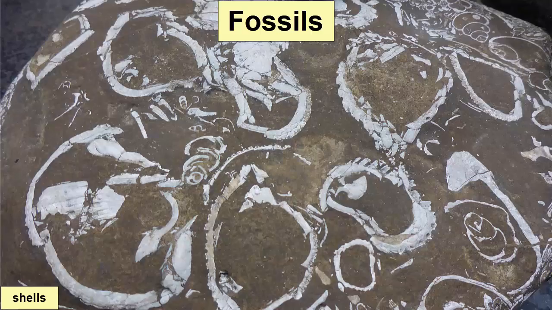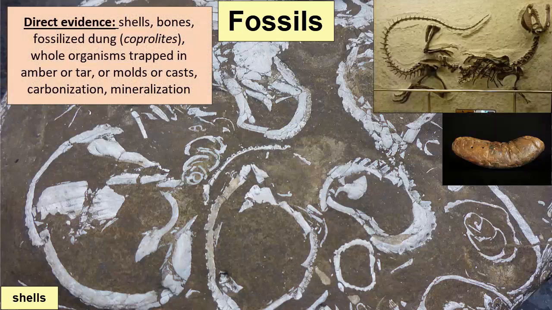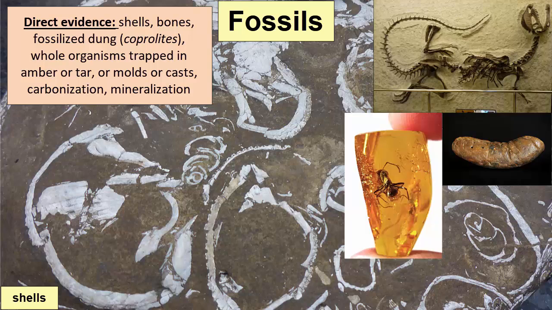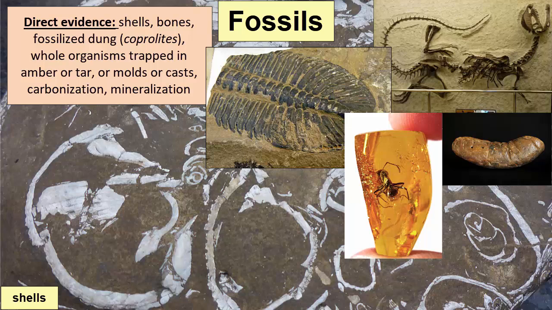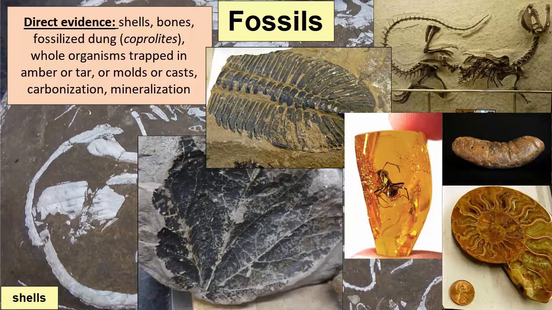Fossils are direct or indirect evidence that a particular organism lived in an area at the time the rock was formed. Direct evidence would be shells, bones, fossilized dung, known as coprolites, whole organisms trapped in amber or tar, or molds or casts of the organism. Sometimes organisms like leaves will leave a carbon film on the surface of rocks after they've been buried and broken down. Sometimes the original buried shells will be replaced by minerals. In all these cases, the evidence we find is some part or all of the organism's body.